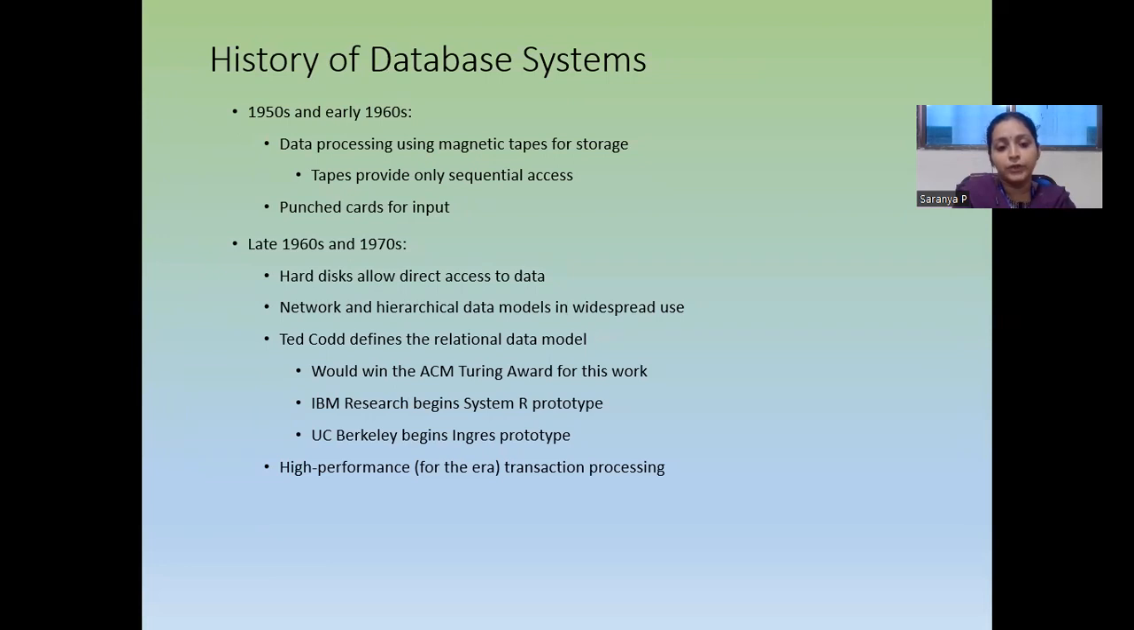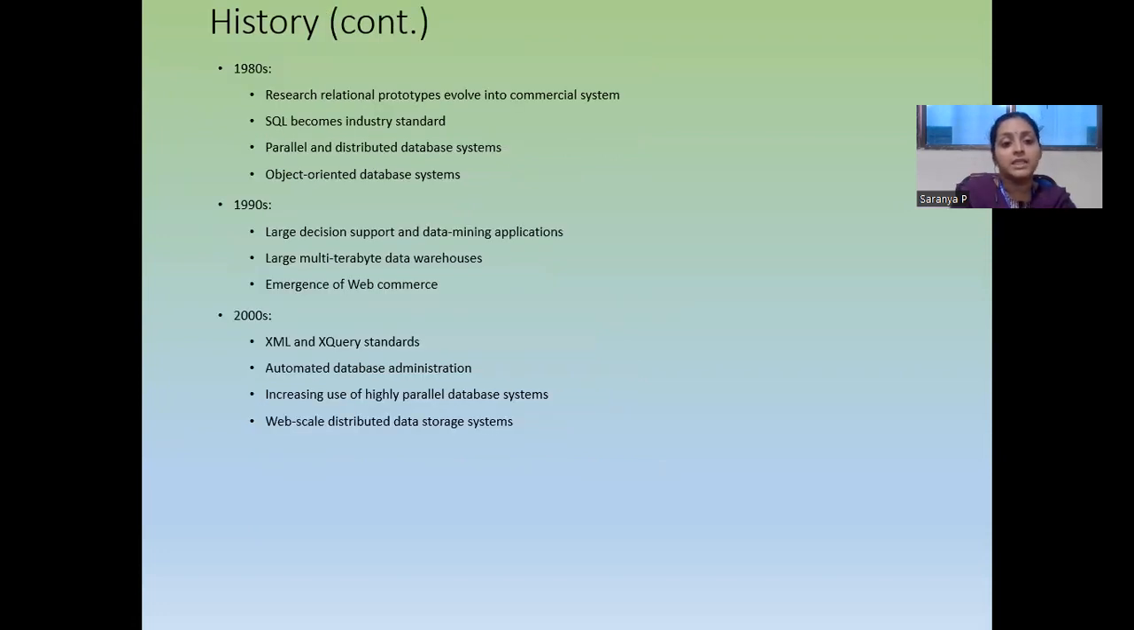Here the relational model idea was introduced, and it won an award for the concept. IBM Research began with the System R prototype, and the Ingres prototype was invented by UC Berkeley. In this era, high-performance transaction processing started. Then in the 80s, SQL became the industry standard and relational prototypes were widely used. Parallel and distributed databases came into existence. Object-oriented database concepts also came into existence.